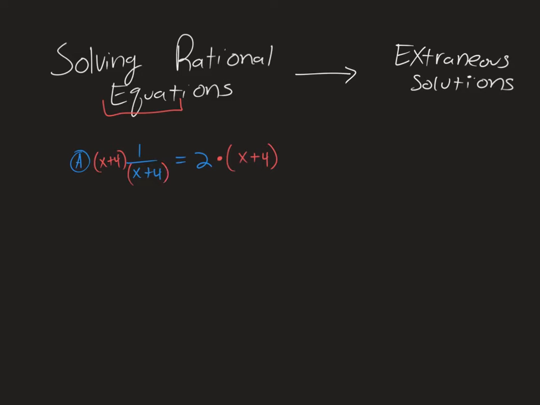Now, if we go back to our multiplication unit, we can find that this x plus 4 over x plus 4 is a fancy version of 1. So this left-hand side becomes just 1, since they cancel out. And this right side is 2 times x plus 4, but we have to distribute that 2 to both pieces. And so we get 2 times x, so 2x, and 2 times 4, which is 8, and this becomes a solving problem. So I'm just going to quickly solve through.